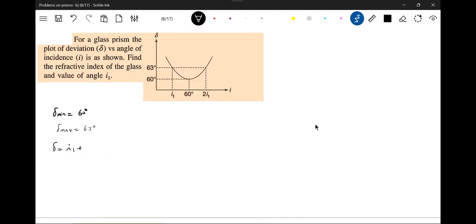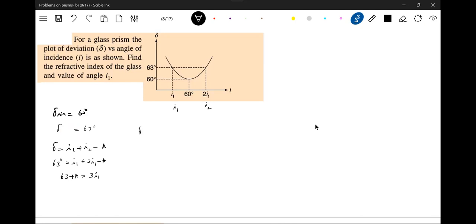In general, deviation equals I1 plus I2 minus A. If this is I1, this will be I2. And it is not maximum deviation, so sorry, this is not maximum deviation. So here this will be 63 degrees, I1. This I2 is what? 2I1. And minimum deviation is 60 degrees.